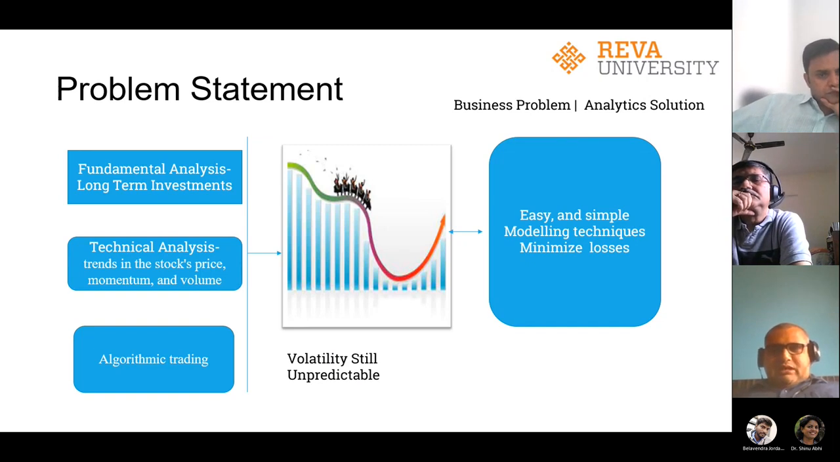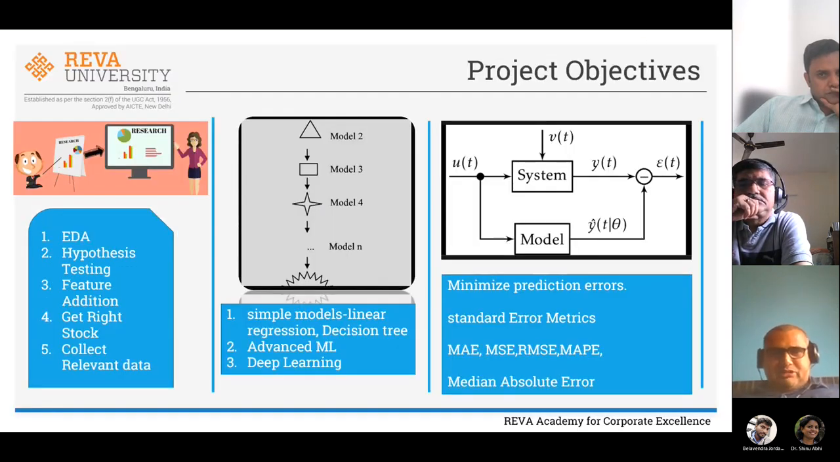So those things and all will take care. And obviously, the ultimate goal will be to try to minimize losses as much as possible. So that will be our problem statement. Accordingly, the project objectives will be aligned with that.